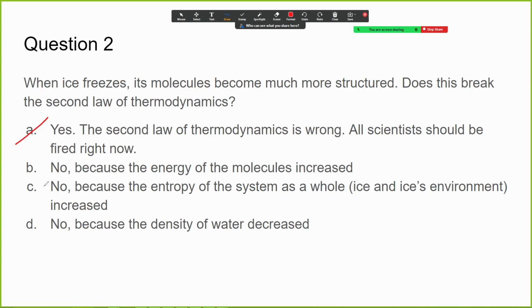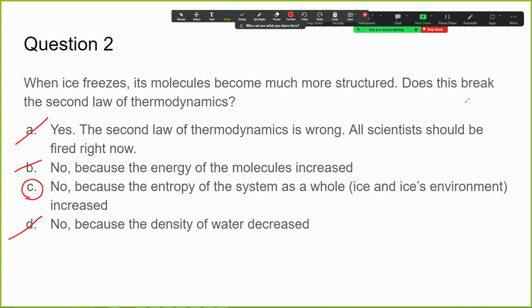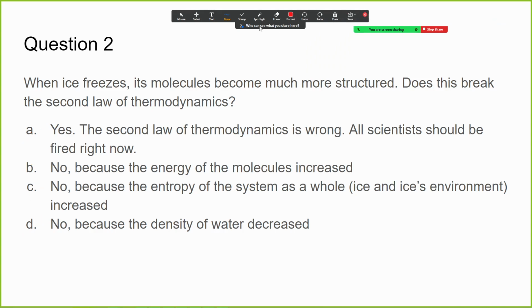Well, that really doesn't have anything to do with the second law of thermodynamics. No, because the entropy of the system as a whole, so the ice and the ice's environment, increased. That one might be good. And then no, because the density of water decreased. That is not true. Just because ice freezes and yes, the density decreases, that has nothing to do with the second law of thermodynamics. And so the entropy of the system as a whole increased because of the ice and the ice's environment, okay? And the structure of the molecules as a result.